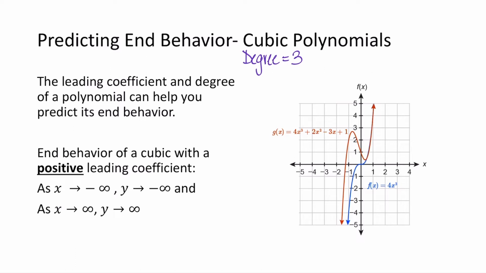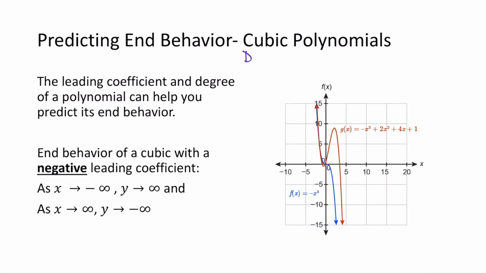Okay, and then if our leading coefficient is greater than 0, what will happen is as x approaches negative infinity, y will go to negative infinity. As x approaches positive infinity, y will go to positive infinity. So notice that the behavior is opposite in both directions, right? In one direction, it's going to negative infinity, in the other direction it's going to positive infinity.